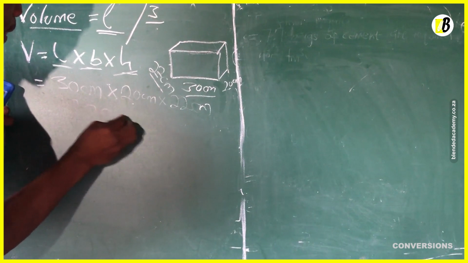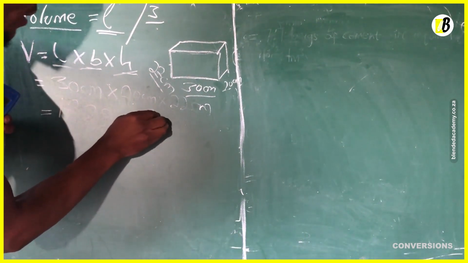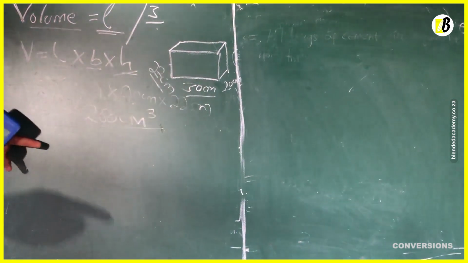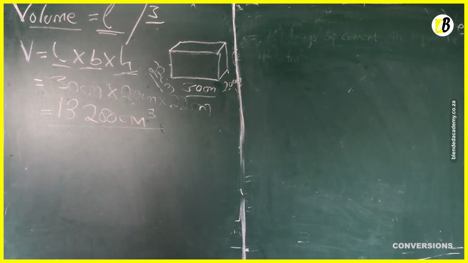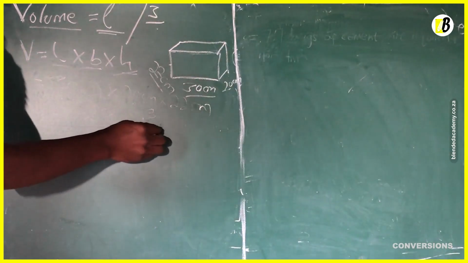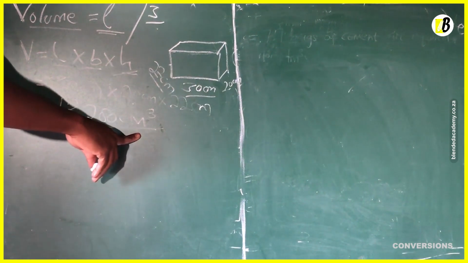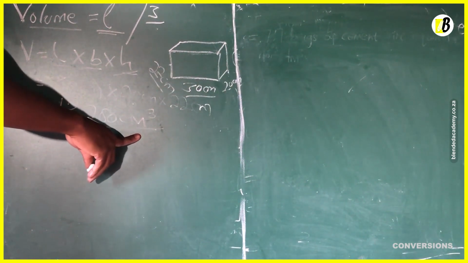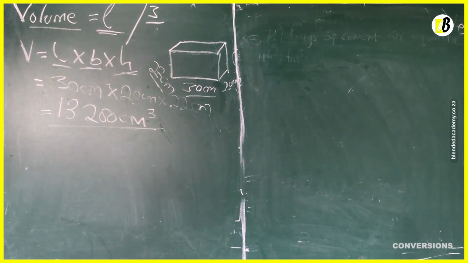13,200 centimeters cubic. Very important. If you fail to write cubic, then you're going to get your answer wrong. So it's very important that you write centimeters cubic. If you fail to write the measurement unit, then you won't be able to get it right. So that is our first example.